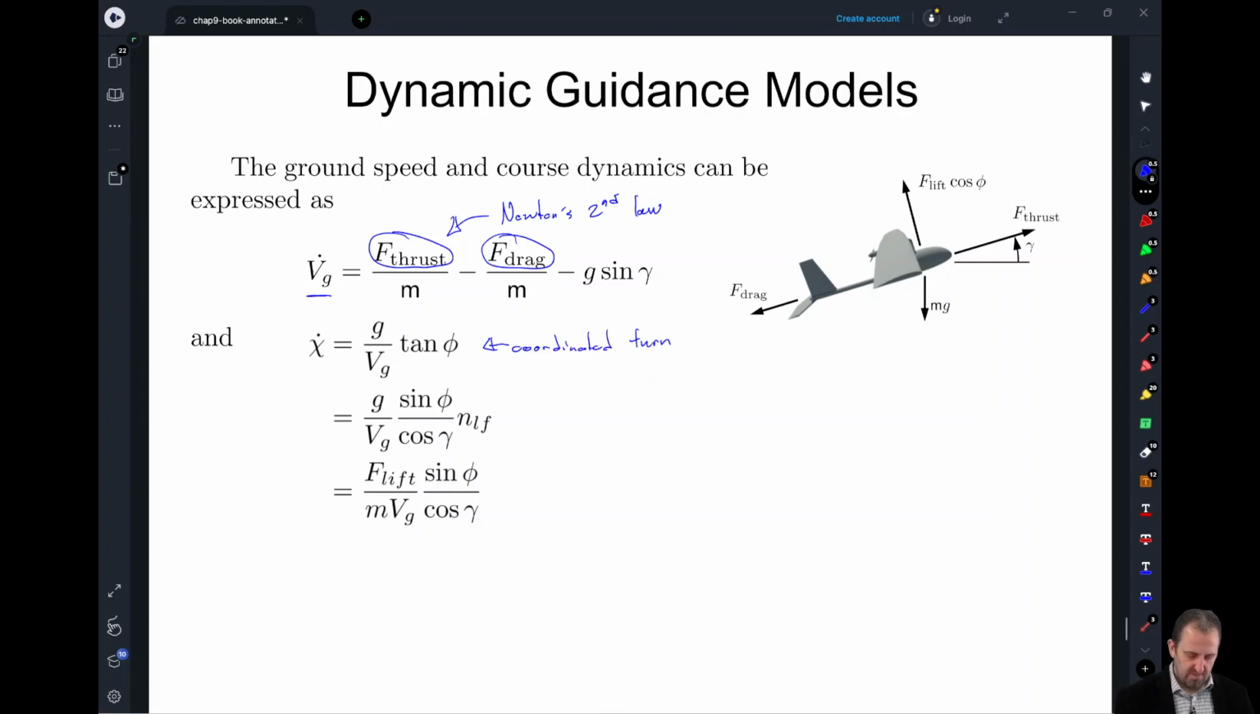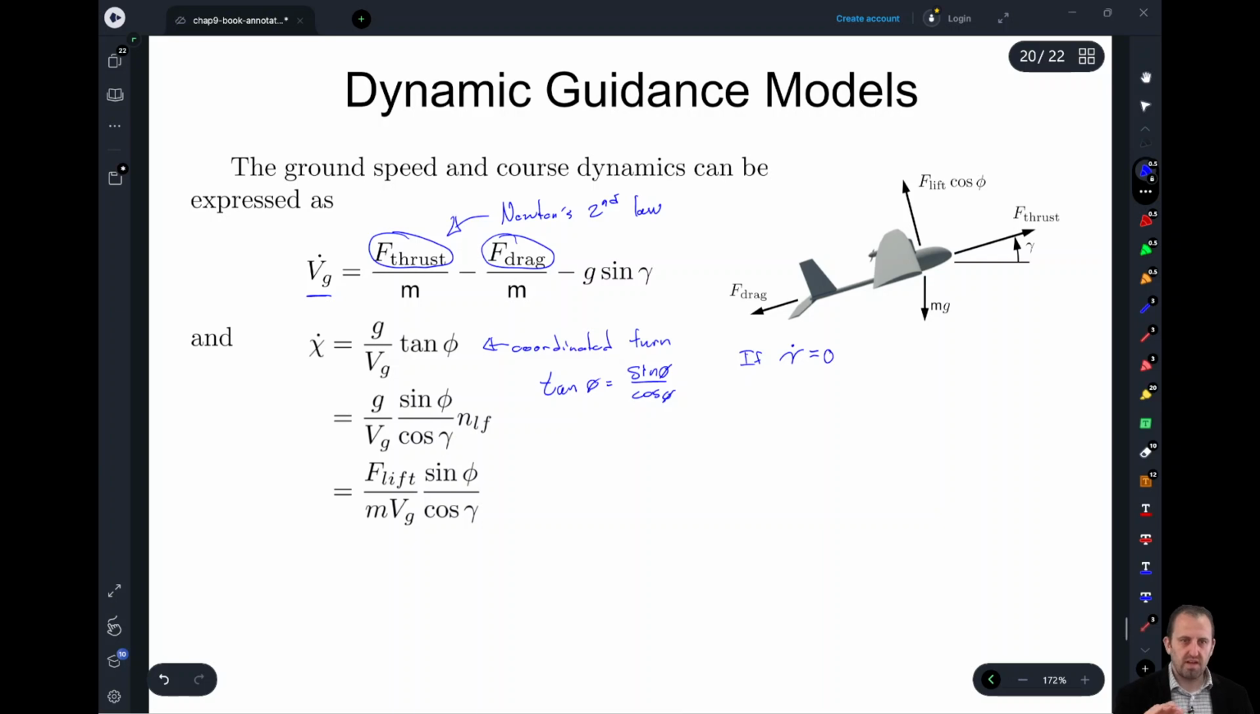So we have tangent of phi, which we know is equal to the sine of phi over the cosine of phi. And if gamma dot is equal to 0, so we're moving upwards at a constant or near constant angle, then we derived a relationship in a previous lecture where our load factor is equal to the cosine of gamma all over the cosine of our bank angle, our roll angle. So we have this 1 over cosine of phi term, and we can solve for it.